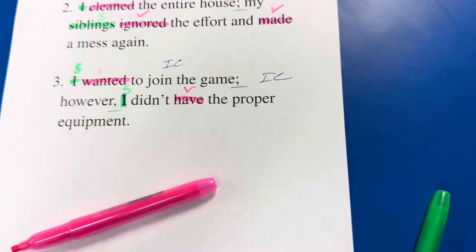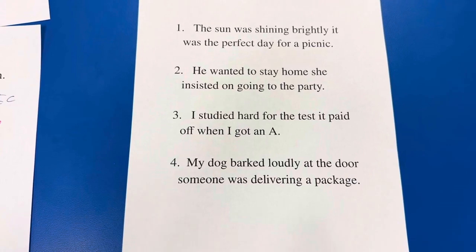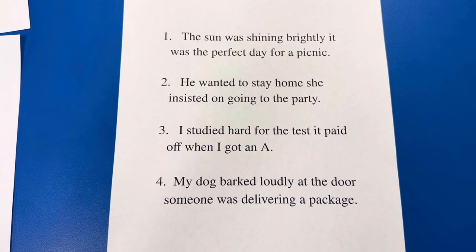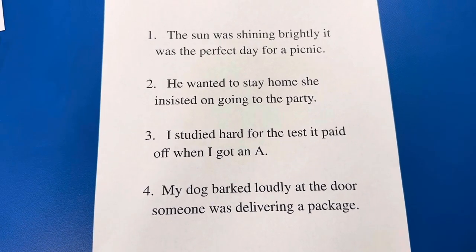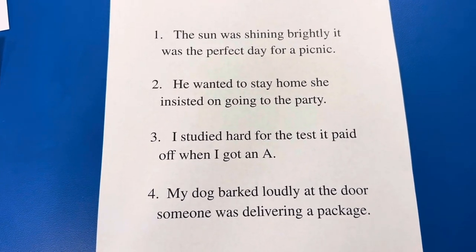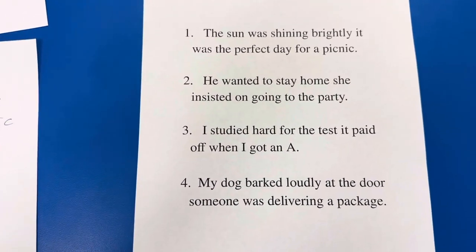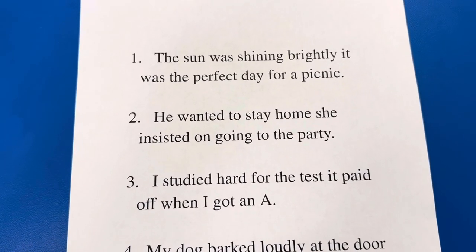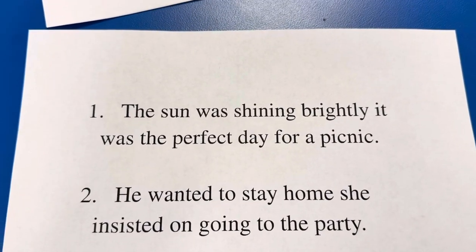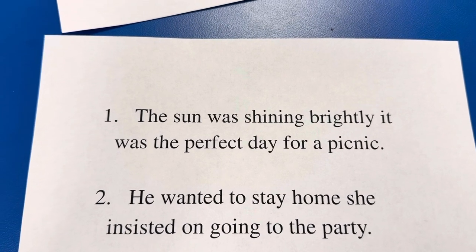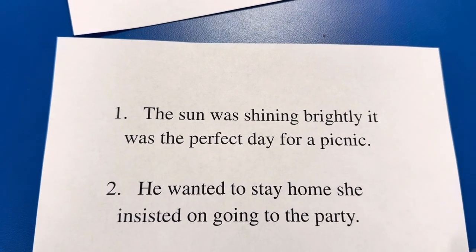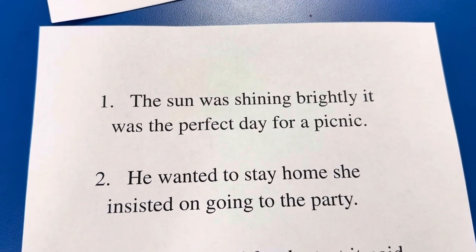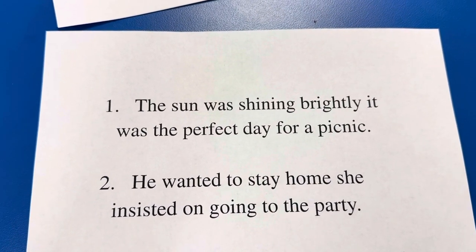Perfect. Sweet. Now, over here, we see the sun was shining brightly. It was the perfect day for a picnic. What I need to do with this side is put a semicolon plus identify the subject and verb for each independent clause. The sun was shining brightly. It was the perfect day for a picnic. I'm going to identify the verbs first. The sun was shining brightly. It was the perfect day for a picnic.